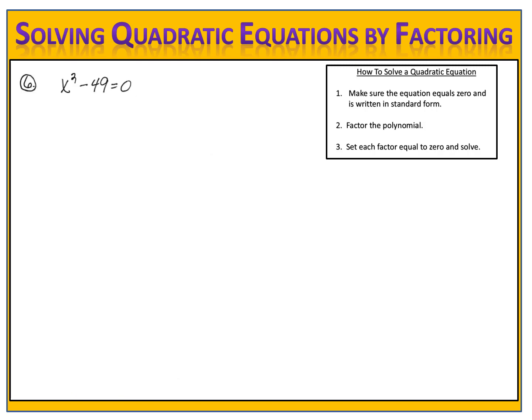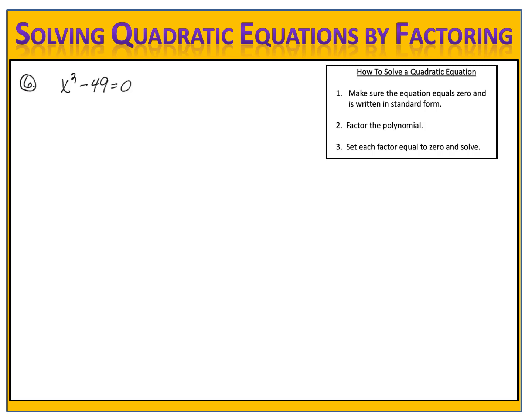Exercise 6 is for you to try. Here we have a quadratic equation that is already equal to 0. We're ready to factor. Take a look at x squared minus 49. See if you can factor that and find the solutions to this equation. Please pause the video here and come back when you're ready to compare.